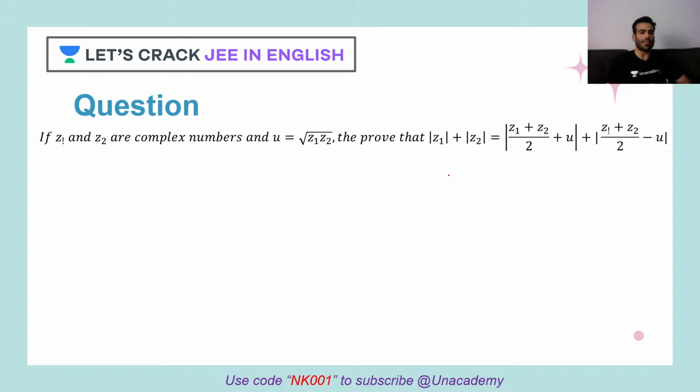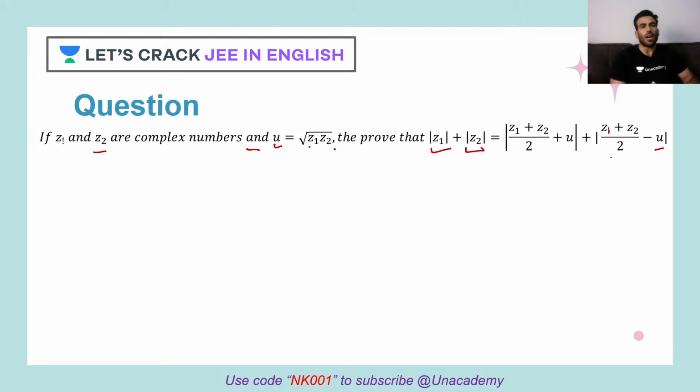So it says that Z1 and Z2 are two complex numbers, where U is a complex number which is the square root of Z1 Z2. Then we have to prove that mod of Z1 plus mod of Z2 is equal to mod of (Z1 plus Z2 by 2 plus U) plus mod of (Z1 plus Z2 by 2 minus U). So we need to prove that.